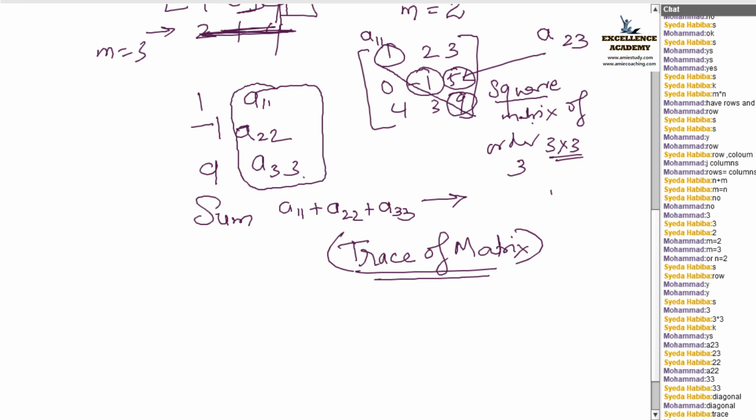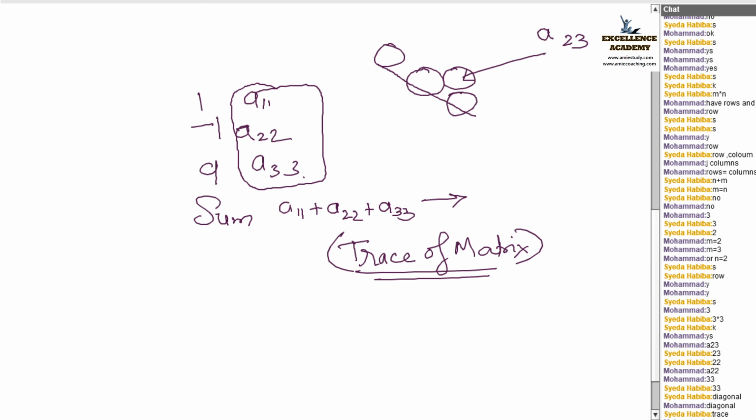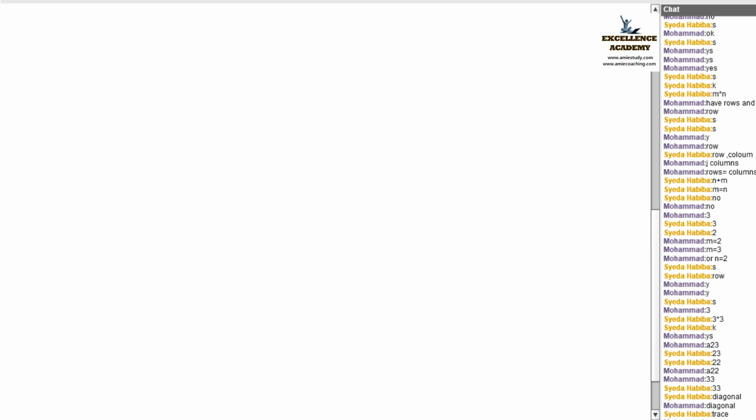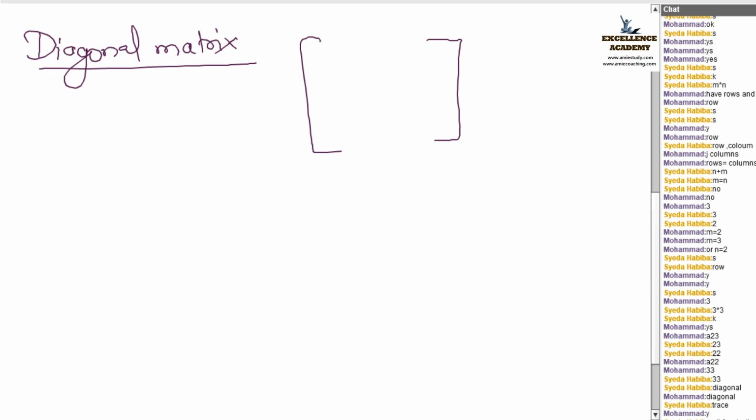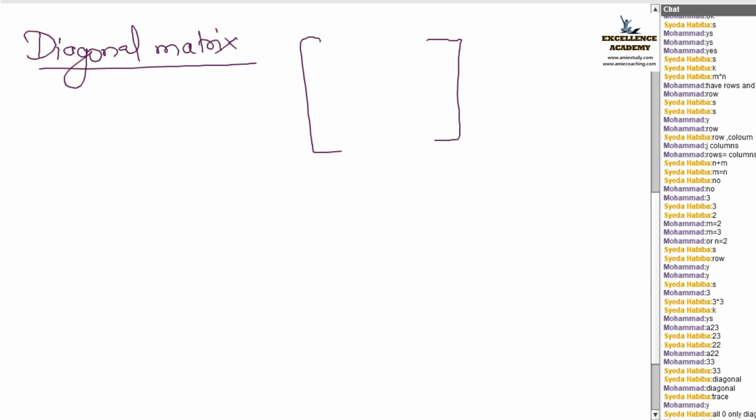Okay. Now next we shall discuss diagonal matrix. What can you tell about a diagonal matrix? A diagonal matrix is one in which there is only, which elements present? All 0, only diagonal elements are present. All other ones are 0.